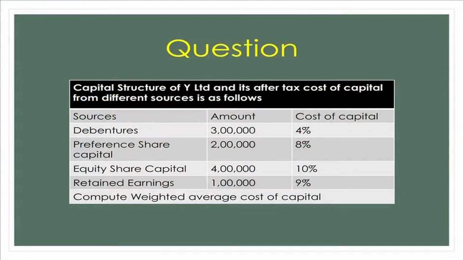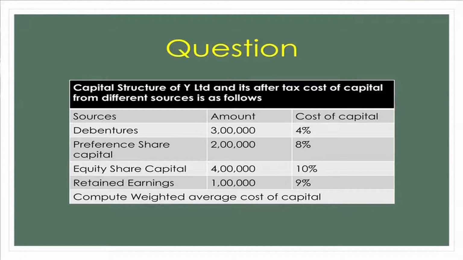Here is a question: capital structure of Y Limited and its after tax cost of capital from different sources is as follows. Under the first column sources are given, in the second column amount is given and in the third column cost of capital, which is computed after tax, is given. We need to compute weighted average cost of capital.